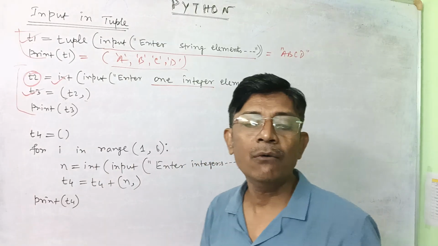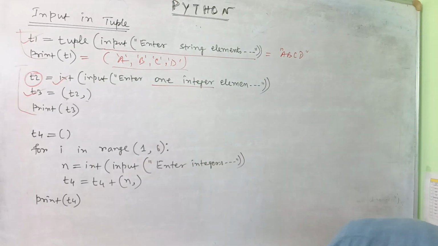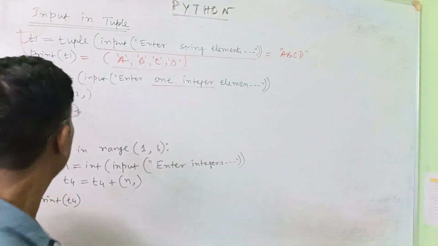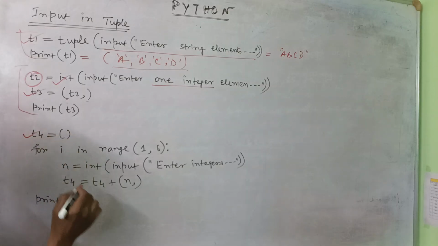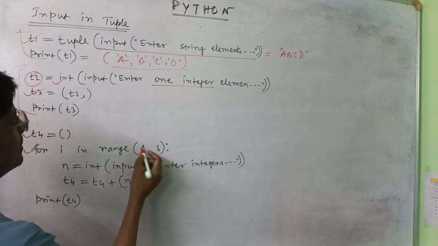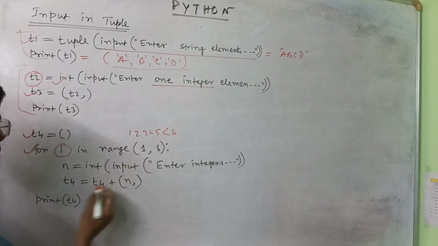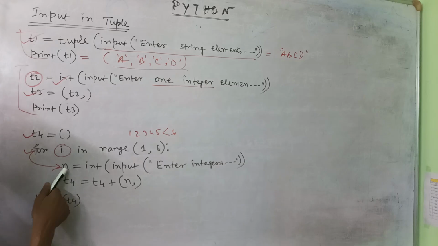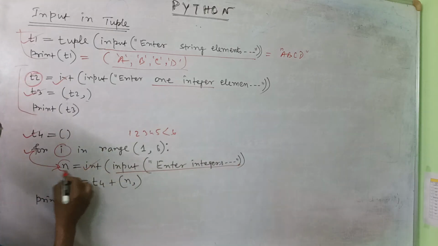Only a simple way: how will we accept multiple values into a tuple? Let's see this one. t4 is a tuple, and we are creating an empty tuple. Now I am giving a loop to access multiple values: 1 to 6 means 1, 2, 3, 4, 5, less than 6. The loop will work, i will be 1, and we come inside the loop. In the loop there are two lines: you take a single integer value and store it in n.